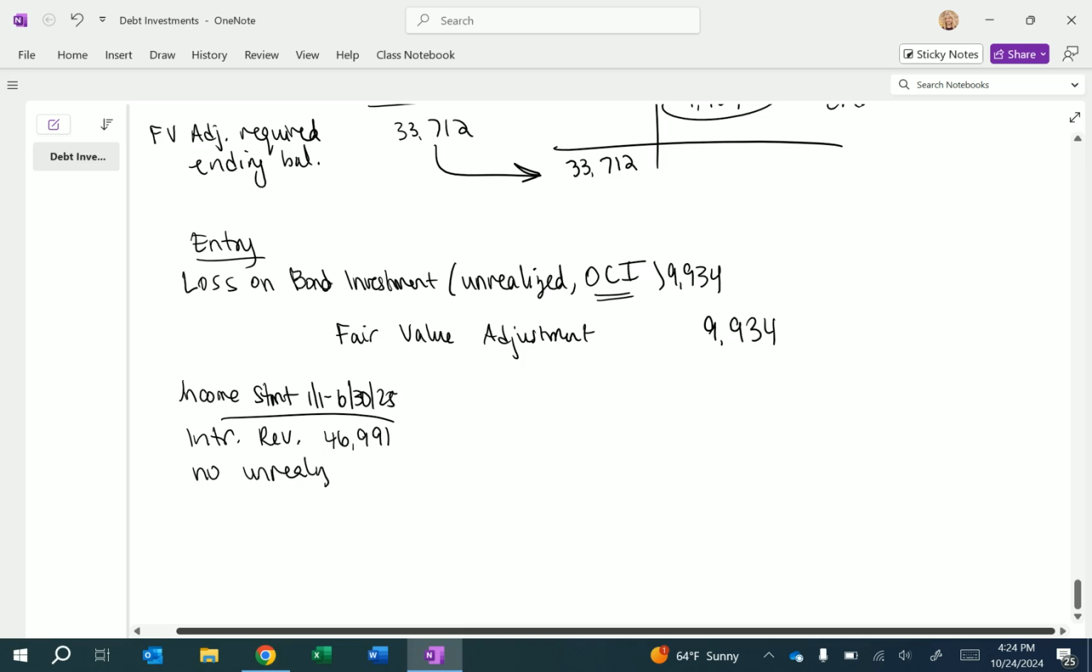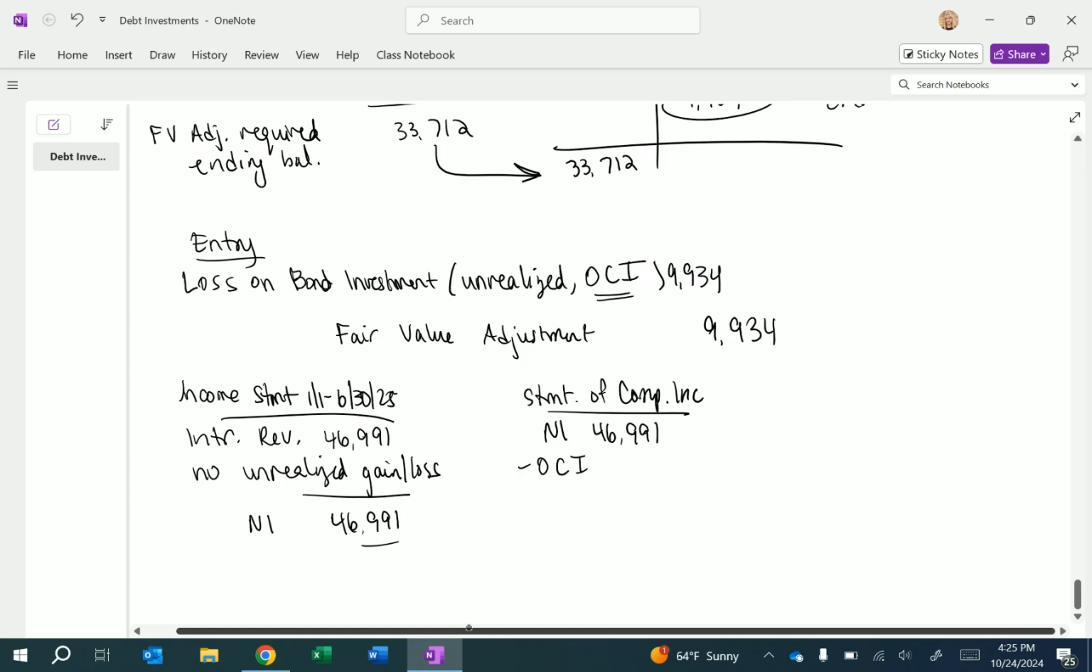The statement of comprehensive income for the same time period, January 1st through 6/30/2025, shows net income of 46,991, what we have here. And then we are going to subtract the other comprehensive loss of 9,934. That's what we have here. And that's going to give us comprehensive income of 37,057. Remember, this is what we saw in net income when it was a trading security. Now we're seeing it in comprehensive income.